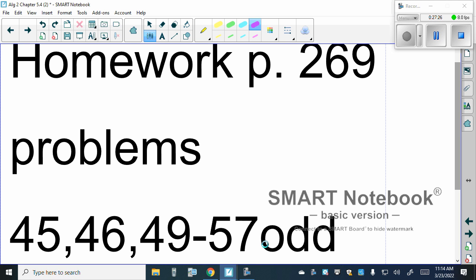For 45 and 46, you're just plugging those numbers in. If they work, okay, that's fine. That's not the one we want. We want the ones that don't. So for those there, 45 and 46, you're seeing which of those two numbers that they give you don't work.